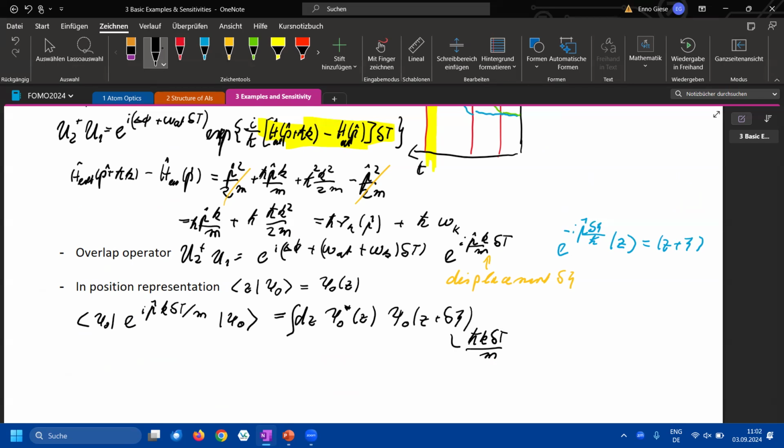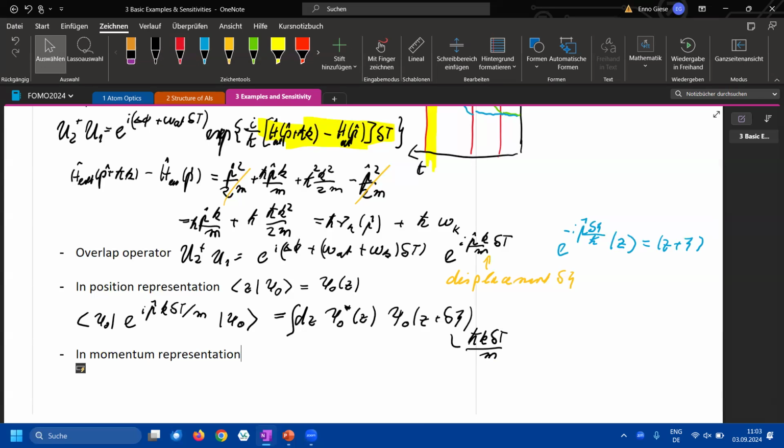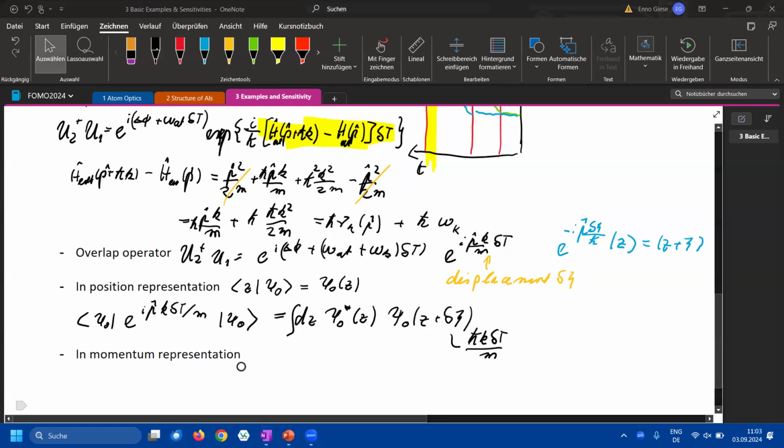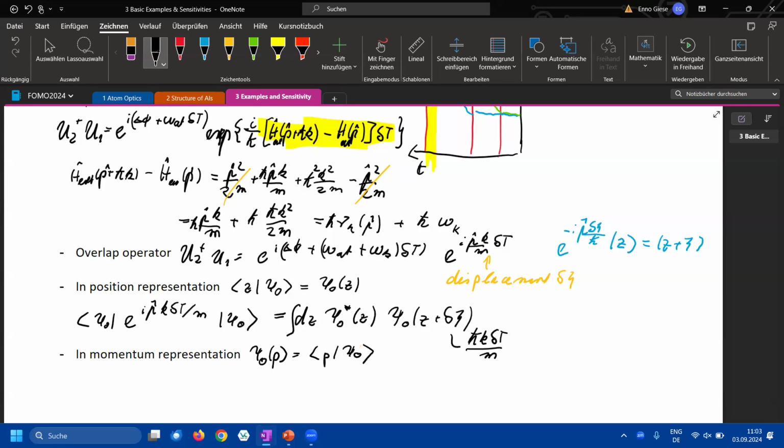So of course that's when you know this displacement operator, but maybe let's just calculate everything in momentum space, because it really doesn't matter in which space we work. And so we do the same thing, and there it's getting easier. In momentum representation, we now define psi naught of p equal to p times psi naught. And what we observe now is psi naught e to the i p times k times delta t over m times psi naught.